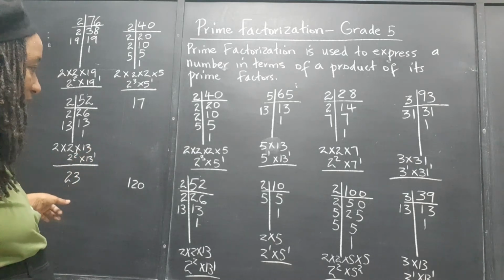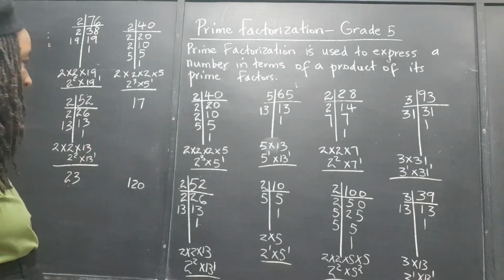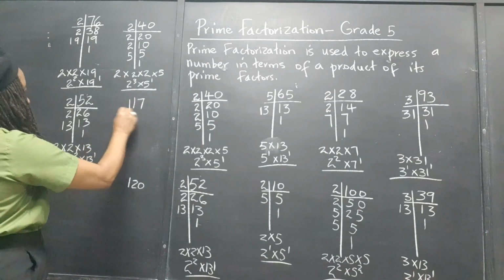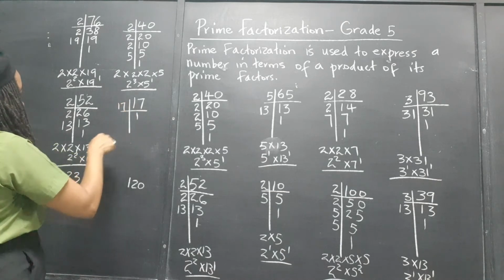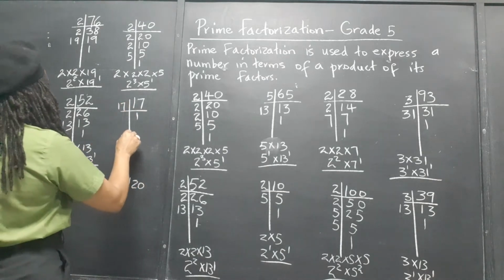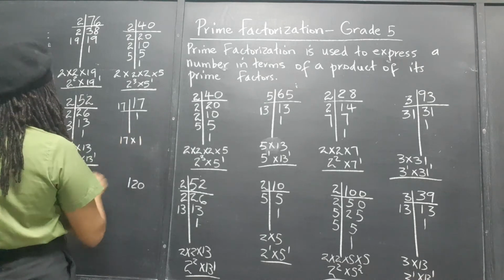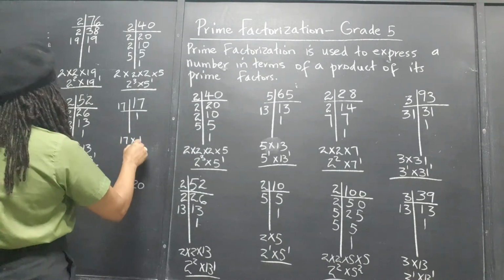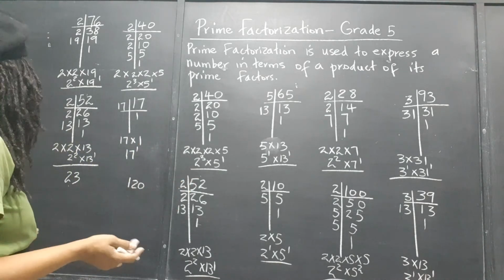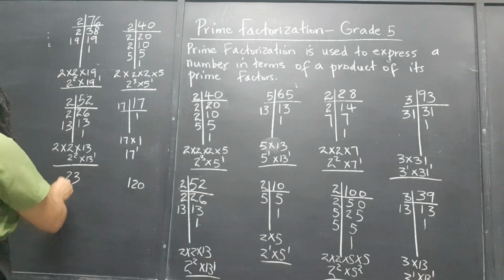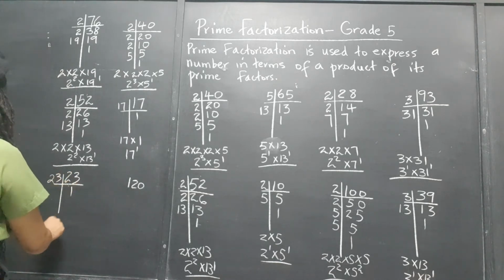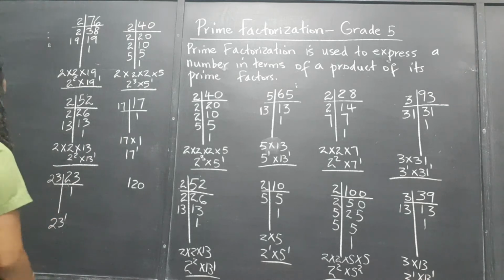Let me see if I have any repetitions here. Alright. Okay, so 17 of course can go into itself once because it is prime. So that's just 17 times 1, or 17 to the first power. That's it. For 23, likewise, it's a prime number, so 23 into itself once, 23 to the first power.